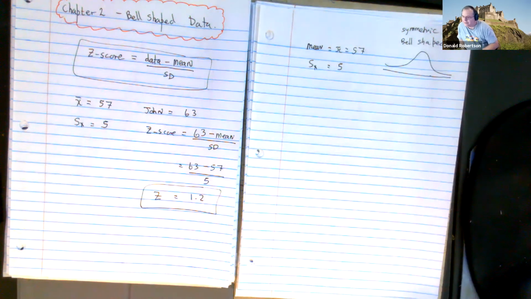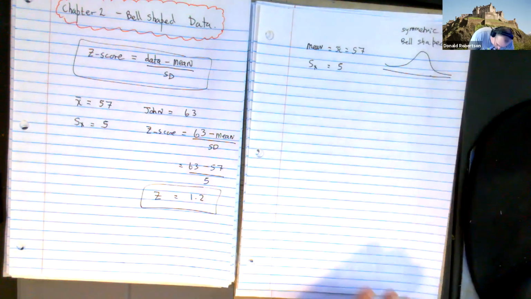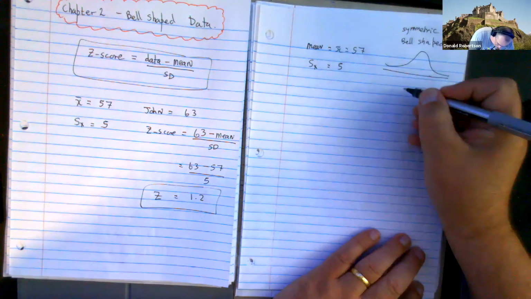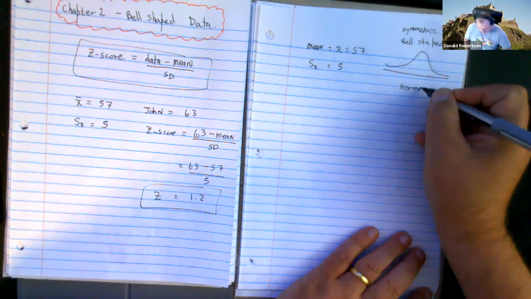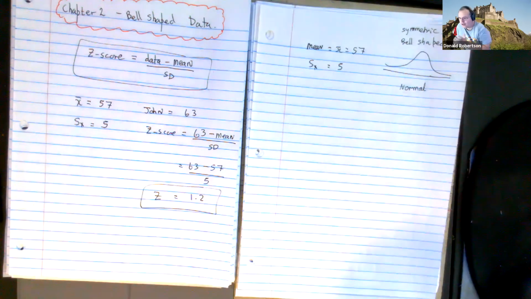It looks a bit like a bell, doesn't it? And here's the new one. I don't think I've used this name. It's also called normal. It's normally distributed data. It's bell-shaped data. It's symmetric data. It's 3 words, same thing.